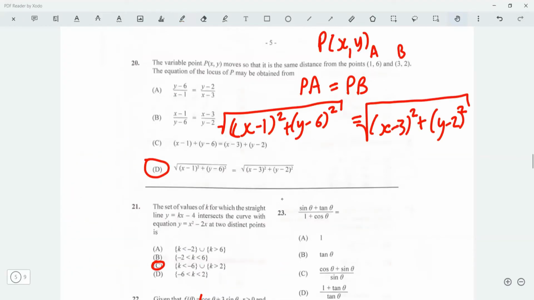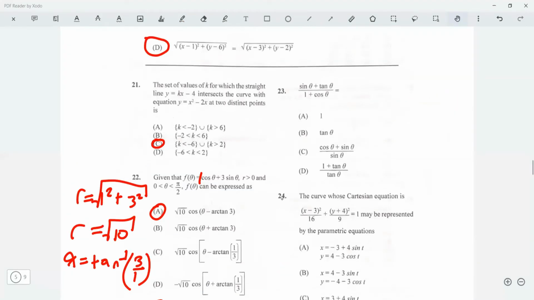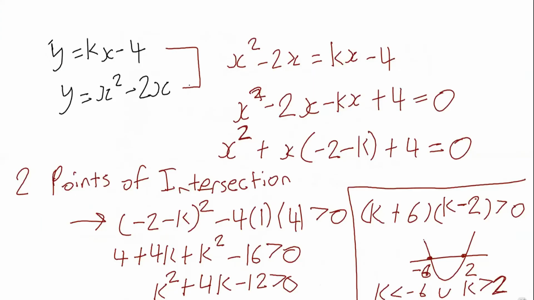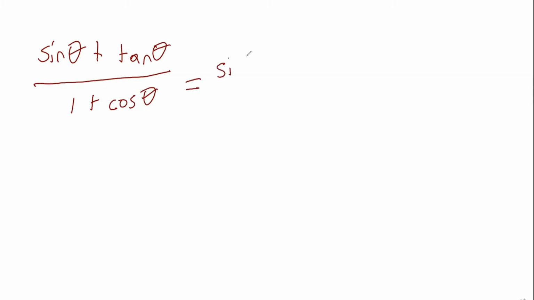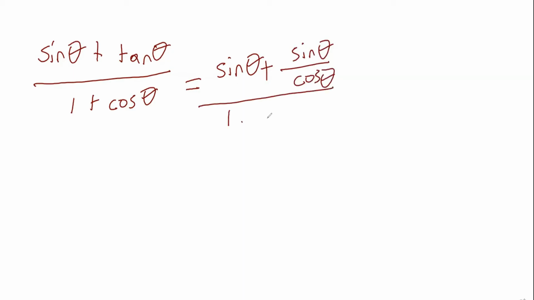Question 23, we need to simplify this expression. Okay, let's go ahead and simplify that expression: sin theta plus tan theta over 1 plus cos theta. Now, I don't know what we're trying to get, but we're just adding sin theta plus tan theta over 1 plus cos theta. Now, I never like to see sine, cos, and tan together. So I'm going to change the tan theta here to sin theta over cos theta, over 1 plus cos theta.